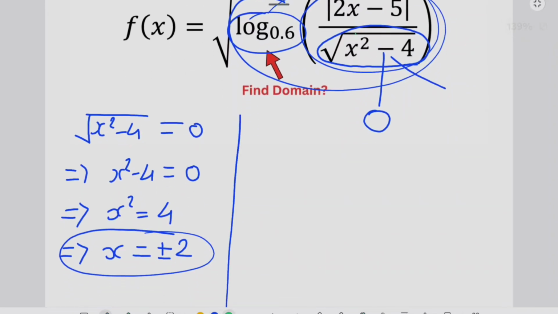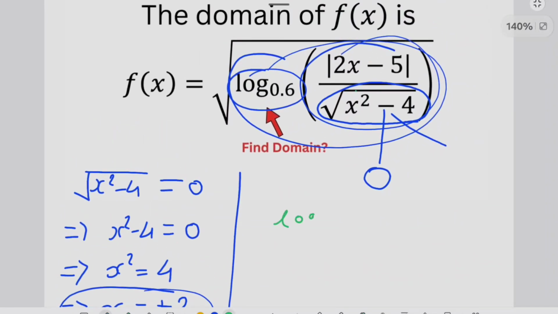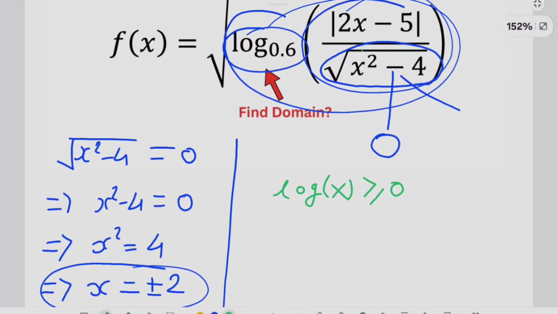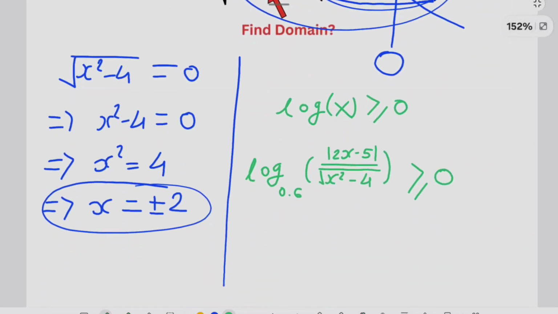Let's see another thing. We know that this is a log function, then it must be greater than or equal to 0. This is the condition, because log function cannot be a negative number. So what will happen here? Just put our function here, base is 0.6 and our argument is mod 2x minus 5 divided by under root x square minus 4. Okay, this will be greater than or equal to 0.